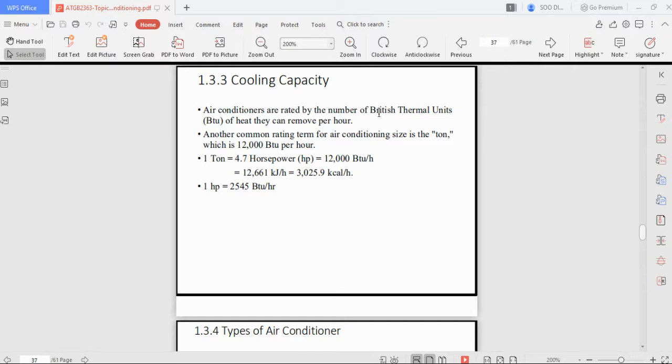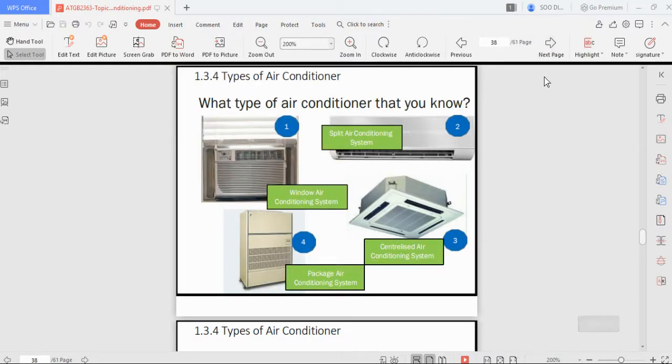Either that or the British Thermal Unit, BTU. So this is just for info. Next, there are a few types of air conditioning. The first is the window air conditioning system. I think this is phased out.